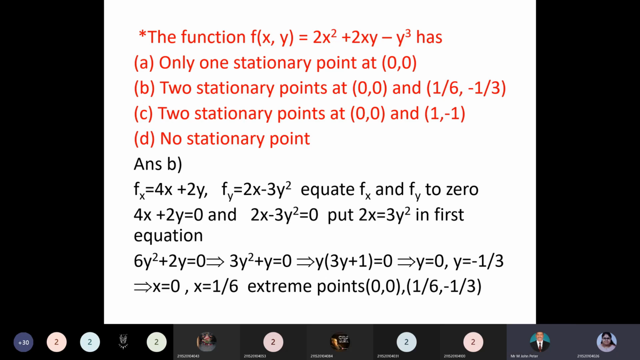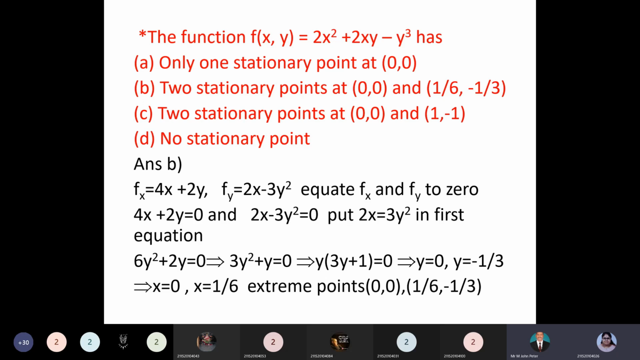Put 2x = 3y² in the first equation. Separately you cannot identify the points, so by substituting from the second equation into the first equation and solving, you will get the values of x and y. In the place of 2x, replace 3y² in the first equation. We can write 4x as 2 into 2x, so 2 into 3y² gives 6y². So 6y² + 2y = 0.